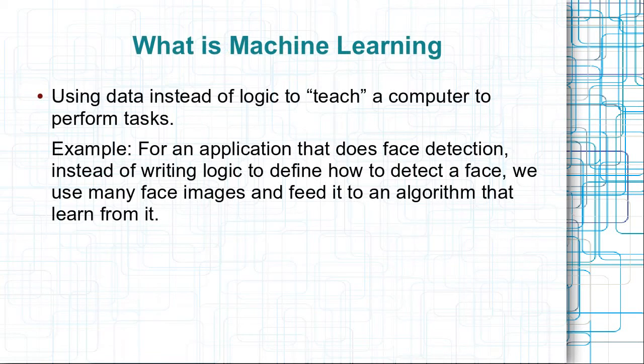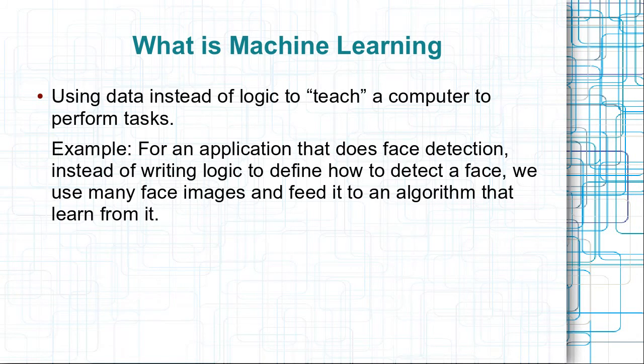So, what is machine learning actually? Using data instead of logic to teach a computer to perform tasks. So, if we take an example of face detection, instead of writing the logic to define how to detect a face, what is a face, its eyes and nose and mouth, and how to describe them to a computer. Instead of doing that, we use a lot of faces and we feed it to an algorithm that finds what's common between faces and learns to find other faces later. That's actually implemented in your phone. Once you open the camera in your phone, you'll see a little box surrounding faces. That's face detection using machine learning, working on your phone.